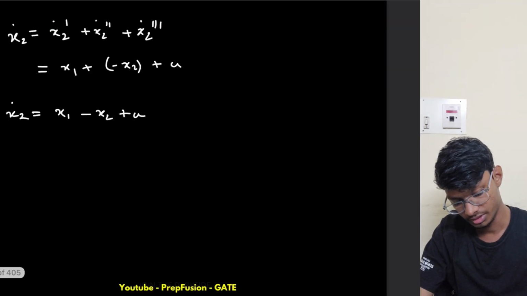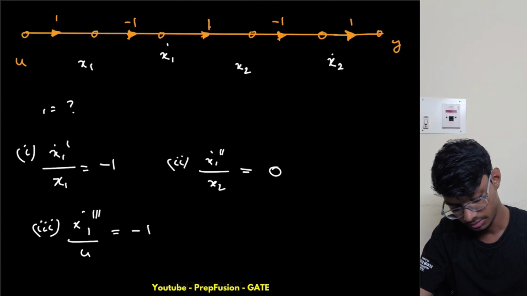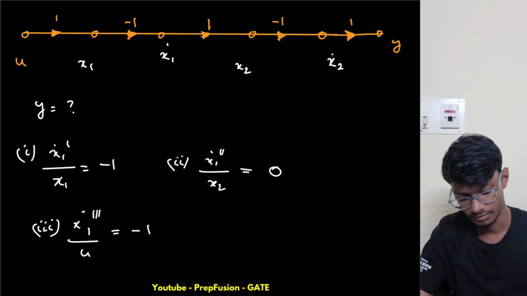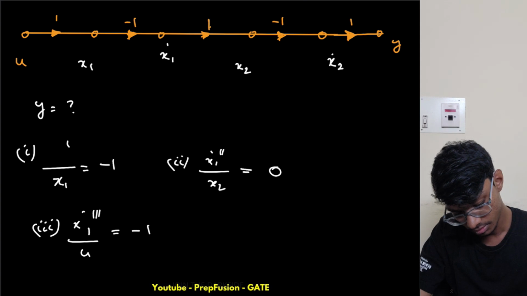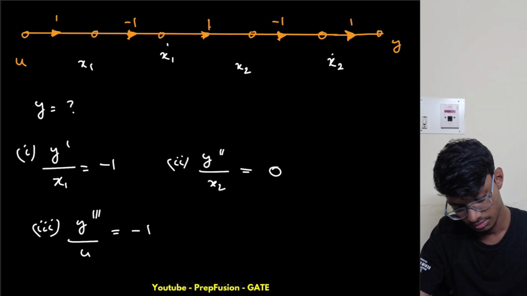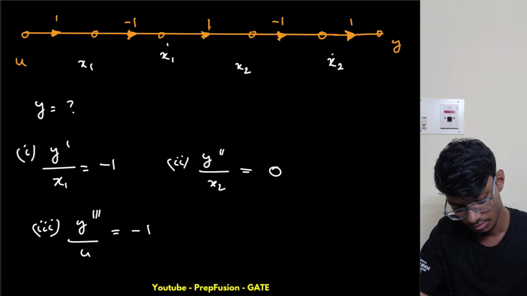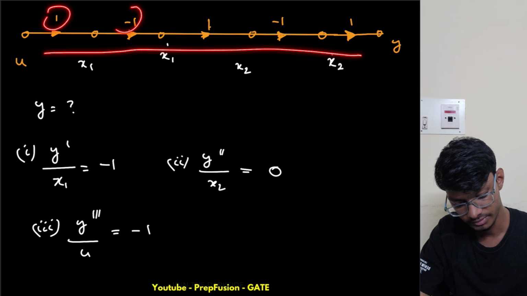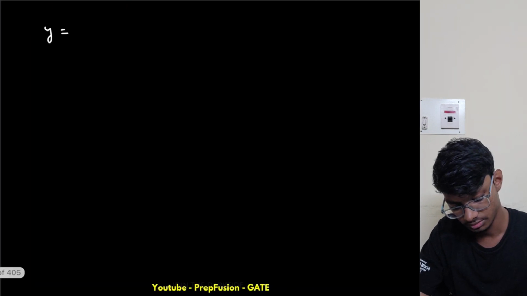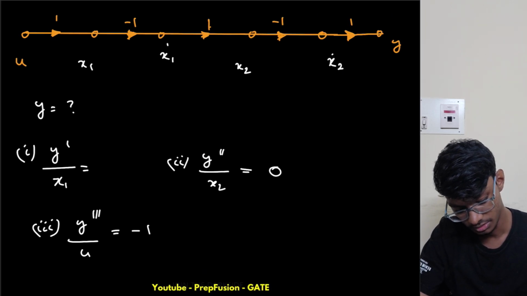Again, copy and paste this one. Now we'll find the output equation. So what will my y equal to? Change this to y: y dash, y double dash and y triple dash. So if I change this to y, basically, y equals to, like u is 1 times minus 1 times minus 1, 1. I need to change this.